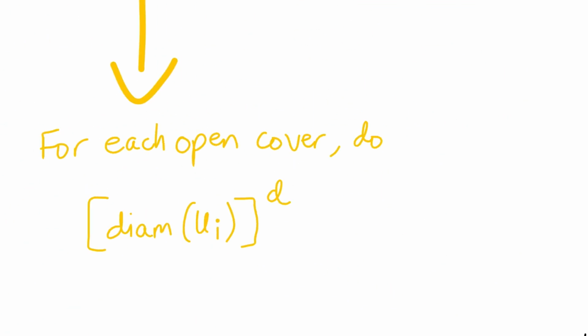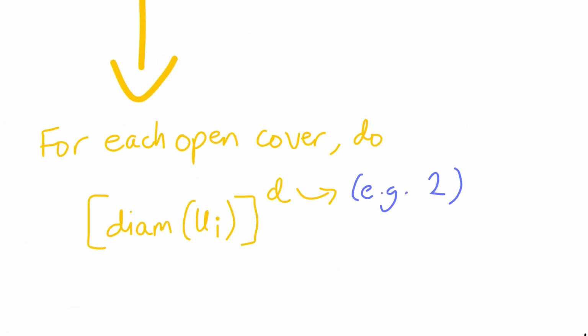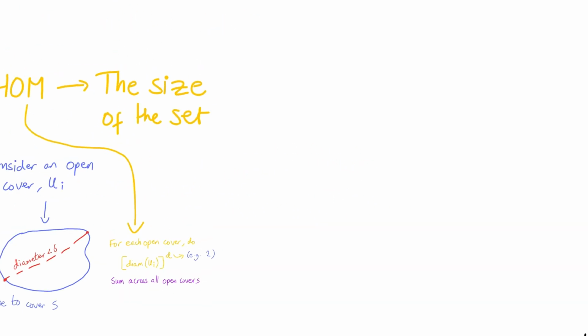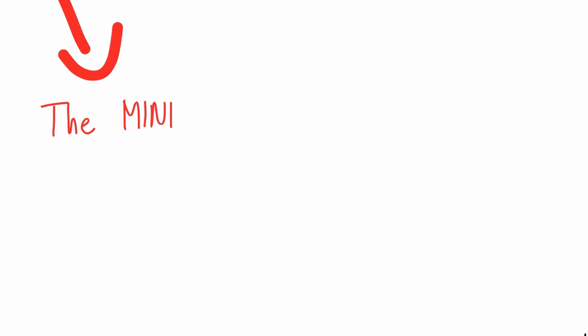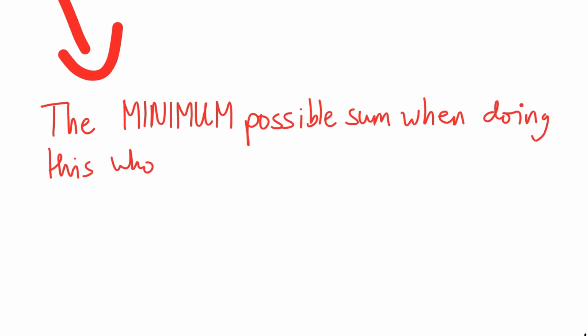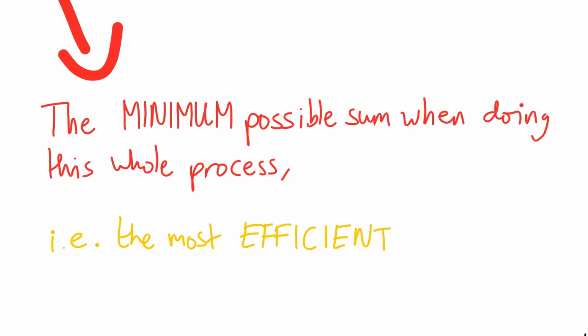Then you take each open cover, raise its diameter to the power d, which in this case would be 2 because we're in 2 dimensions, and add up all of these values. At this point you've got a number, but this still isn't the output of our measuring function. The output is the lowest possible value you can get from this process, i.e. the most efficient possible covering of your original set.